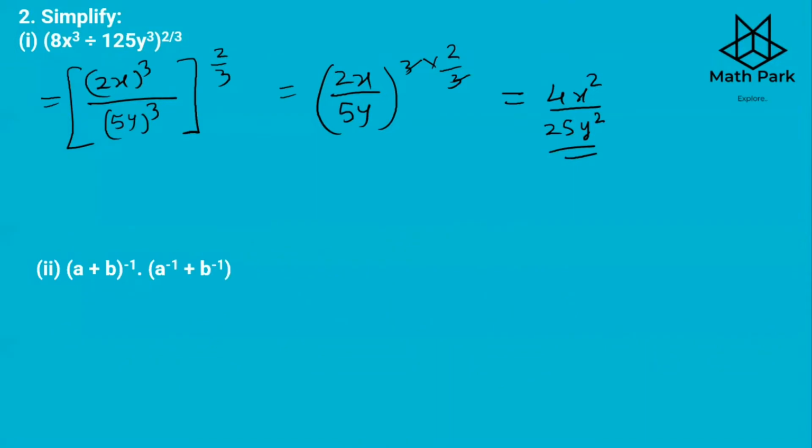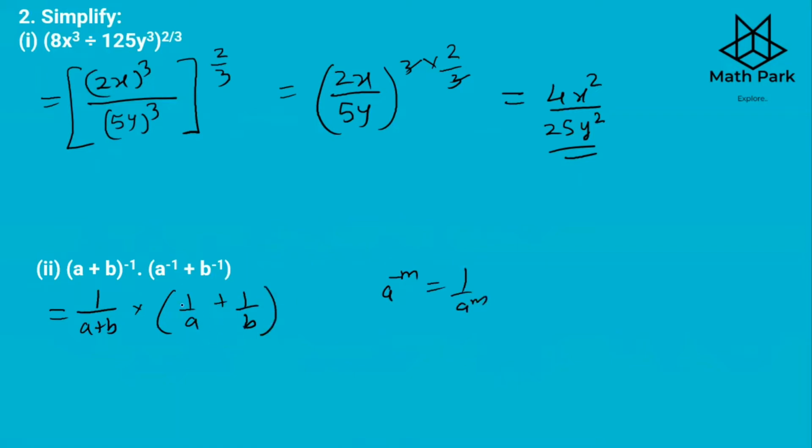Let us solve one more here. We have (a + b) raised to minus 1, into (this dot means multiplication) (a raised to minus 1 plus b raised to minus 1). So (a + b) raised to minus 1 is actually 1 upon (a + b) raised to 1. We need not write that power, since raised to 1 means it is the same. And this is into, in brackets, 1 upon a plus 1 upon b, because a raised to minus m is equal to 1 upon a raised to m. We use this law.